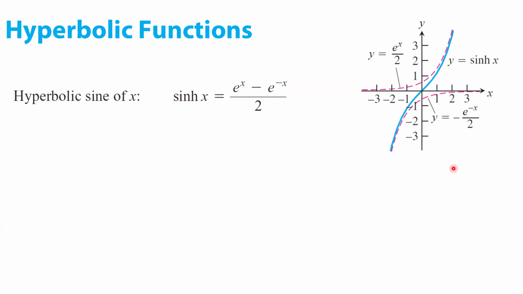With the same argument, we can define hyperbolic cosine of x. So again, these are some new functions that are related to exponential functions, and they have specific behaviors. They are useful in rate of change. They're useful in taking the integral. Hyperbolic cosine of x is e to x plus e to power minus x divided by 2.